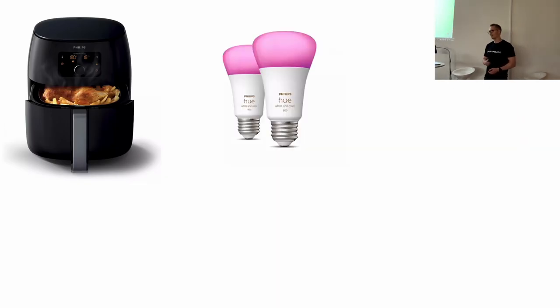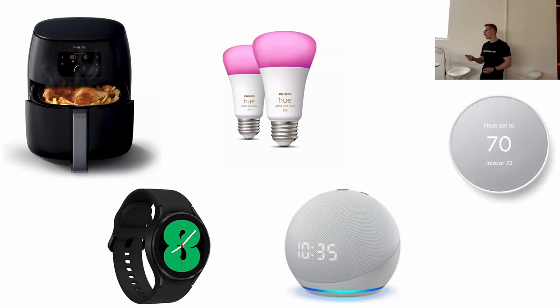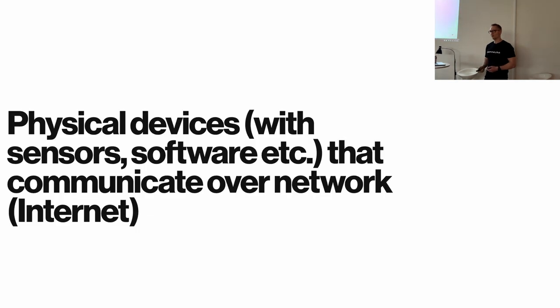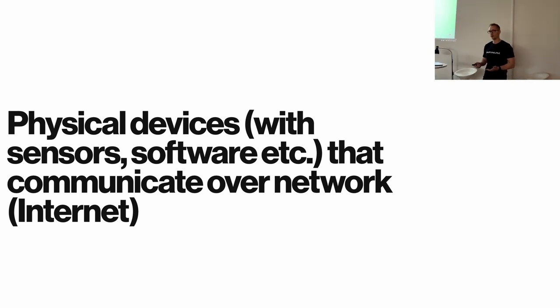An IoT device can be a smart air fryer, a smart light bulb, a smart watch, smart speaker, smart thermostat, and so on. What all of those devices have in common, besides the word smart, of course, is that they are physical devices. They have sensors, they run software, and they communicate over some network. Usually that network is the internet, but that's not necessary.